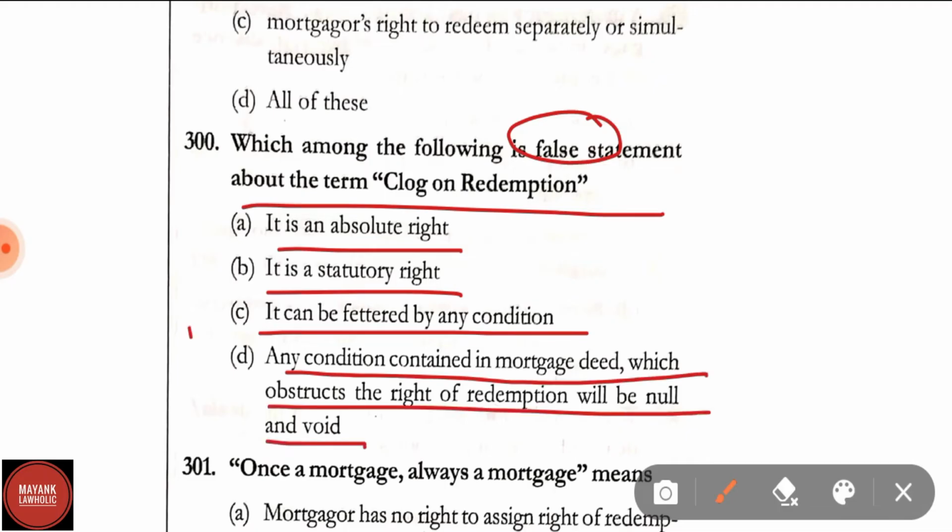Here it has been asked which of the following is false statement about the term clog of redemption. Therefore option C is the right answer. It can be fettered by any condition is a false statement regarding clog on redemption.